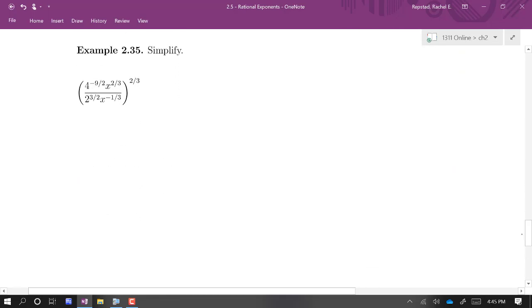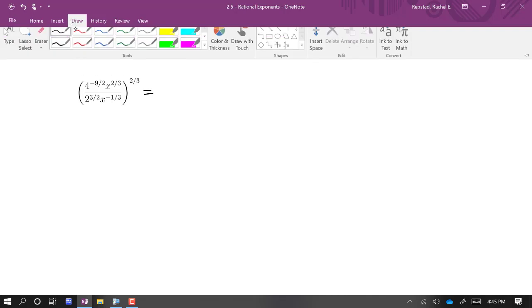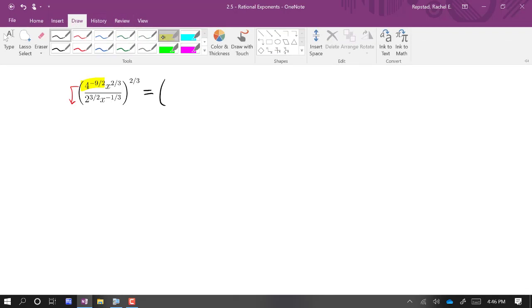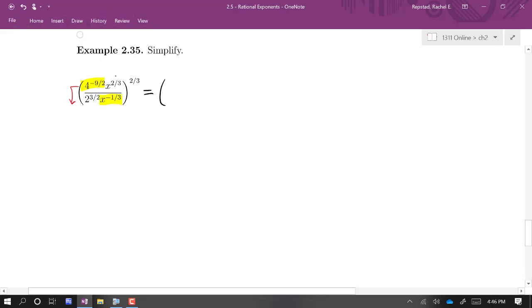All right, one more. It looks like there's a lot going on in this example. I've got negative exponents, I've got fraction exponents, I've got a fraction inside being raised to a power. So I think we can take our pick on what to attack first. The first thing I'm going to do is deal with these negative exponents, and I'm going to do that just by shuffling. I know that 4 to the negative 9/2, I can write that in the denominator as a positive 9/2 power, and then the x to the negative 1/3, I can write that in the numerator to the positive 1/3 power.